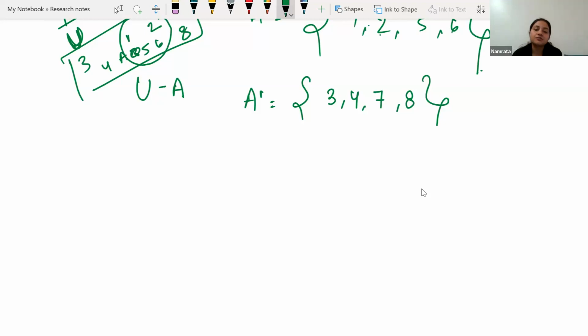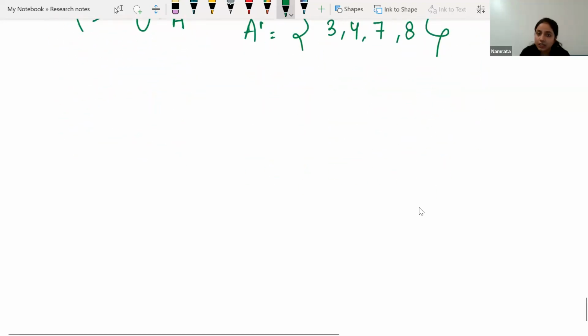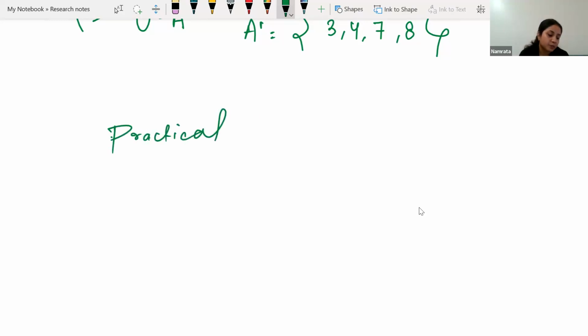Now a few rules are there. We have already learned these rules in class 11. This is a quick recap of that. So we have rules. Practical problems we will be solving by using these rules on union and intersection.